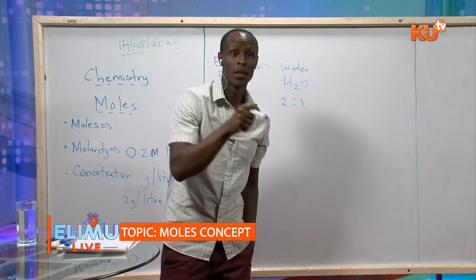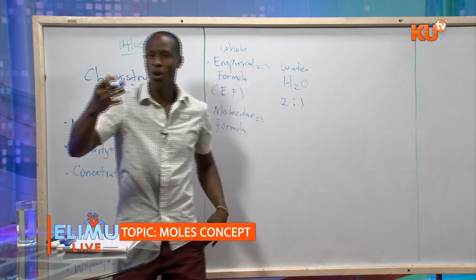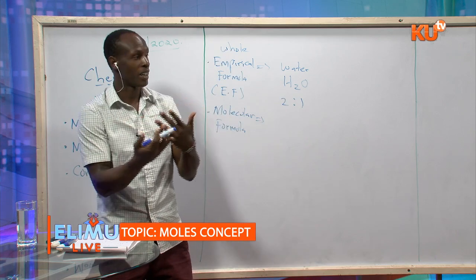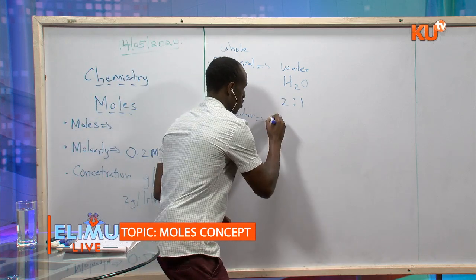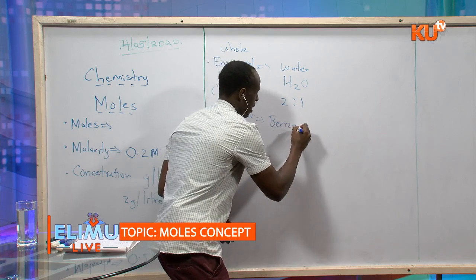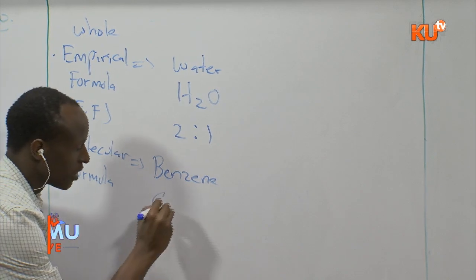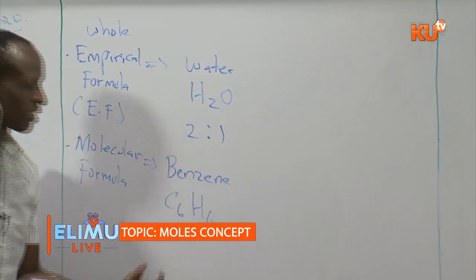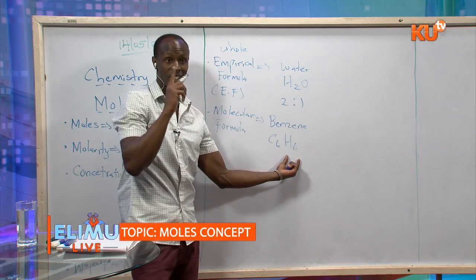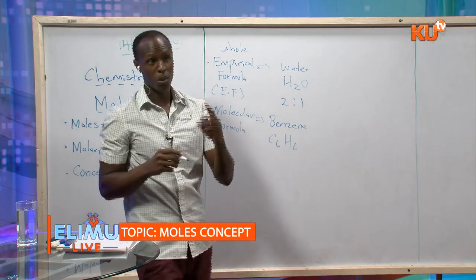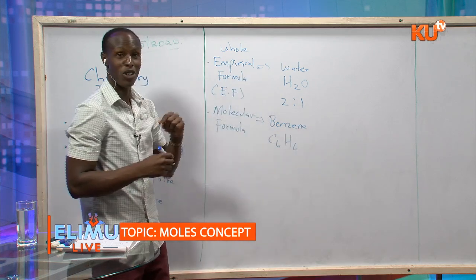Back to your Form 1 work, you define a compound. It's a substance made up of 2 or more atoms which have combined chemically. Let me give you a good example. Benzene. The molecular formula of benzene is C6H6. 6 carbon atoms combining with 6 hydrogen atoms. This molecular formula can be an empirical formula. How?